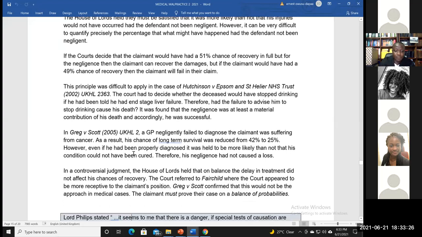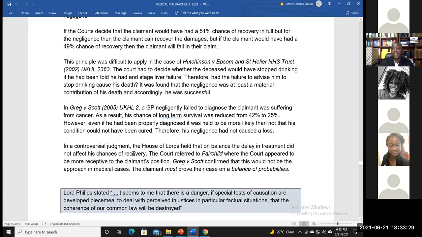become very interesting, because eventually when Gregg and Scott made its way to the UK House of Lords, the House of Lords held that on balance of probabilities, the delay in treating the patient for cancer did not affect his chances of recovery. And the court relied on the case of Fairchild, which we have seen earlier on, where the court appeared to be more receptive to the plaintiff's position.